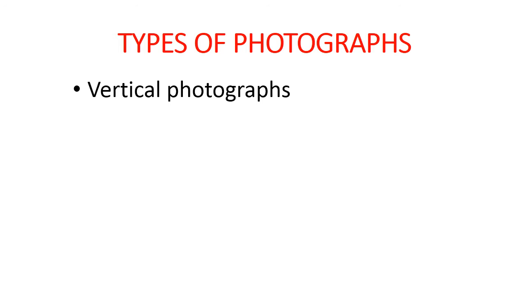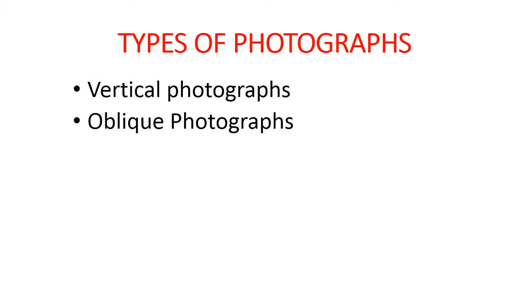So, vertical photographs are taken with the axis of the camera vertical or near vertical. These are used for obtaining uniform photos and they have low tilt. That is why they are mainly used for mapping purposes or the purpose of photo interpretation.